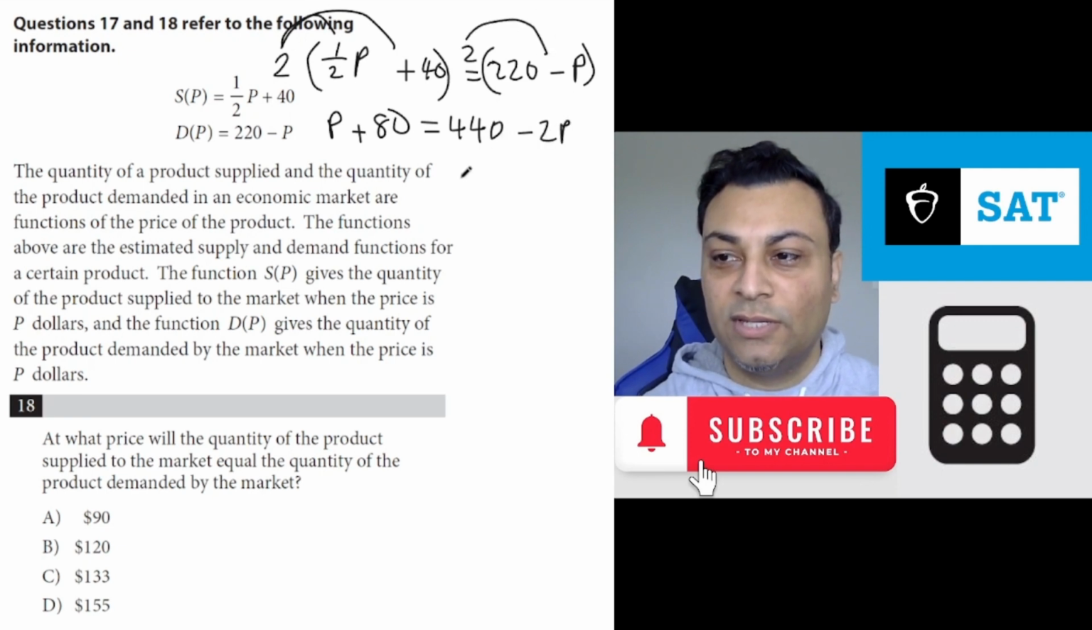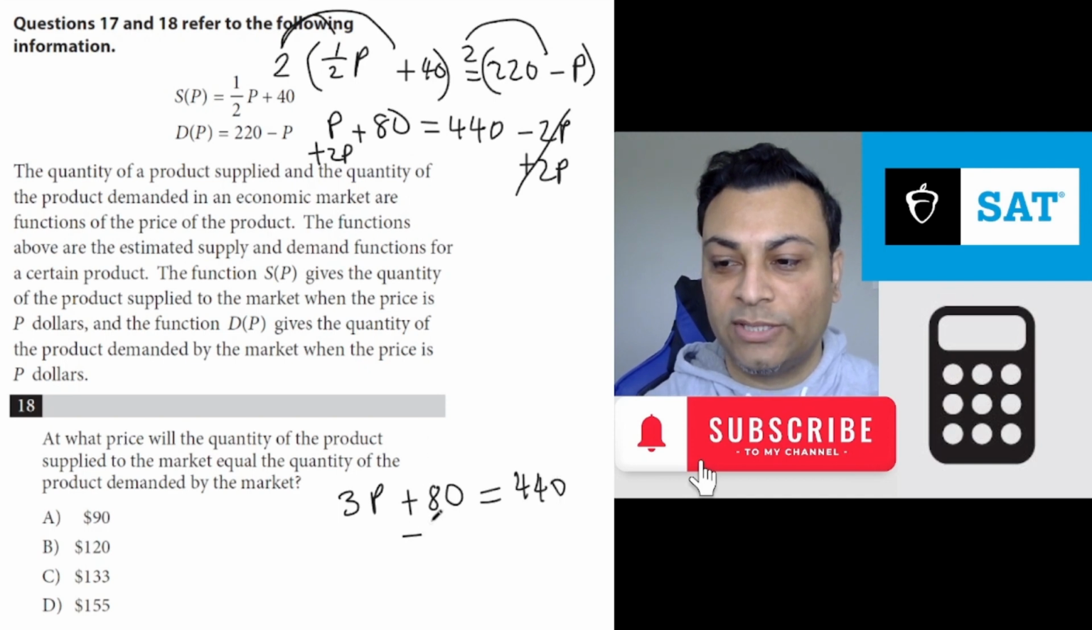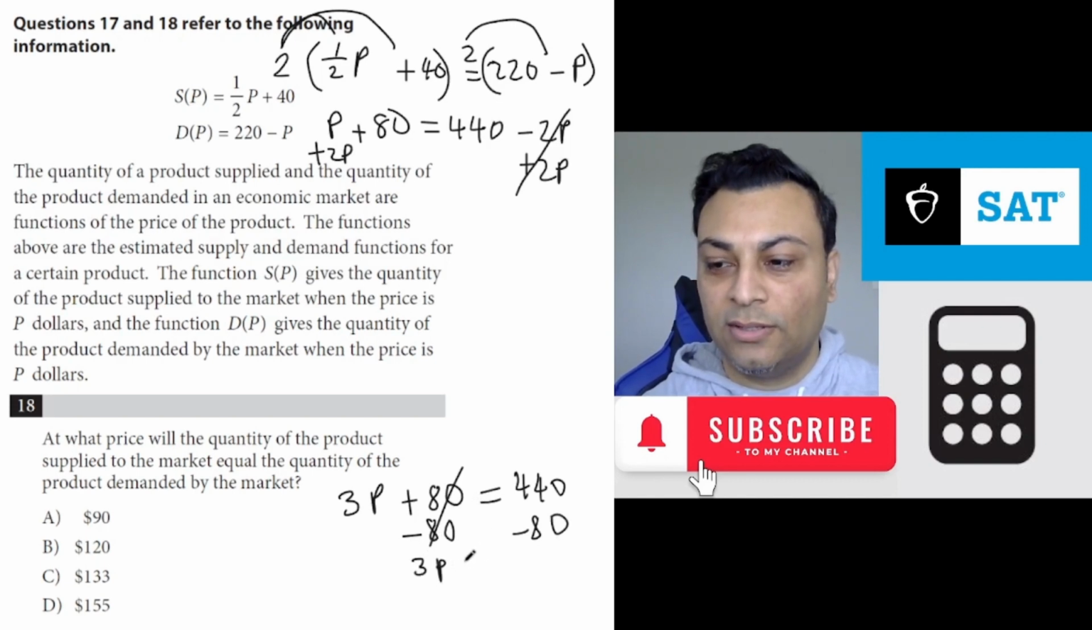So we have this. And what I'm going to do is I'm going to add 2p here, and add 2p here. This becomes 3p plus 80. And this becomes 440. We're almost done. Subtract 80, subtract 80. You get 3p is equal to 440 minus 80. Always use your calculator.